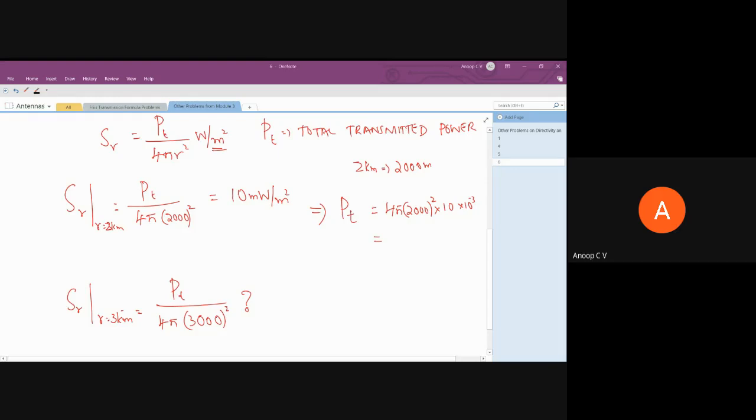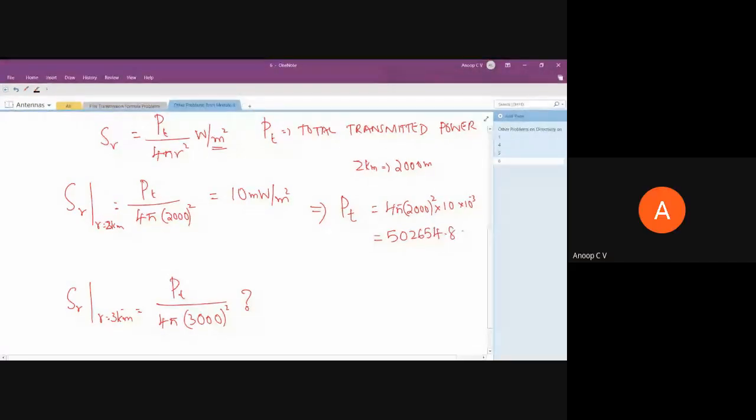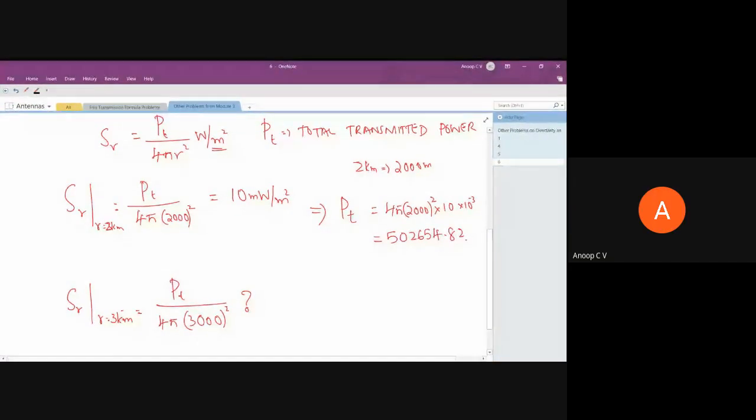Did all of you understand this problem? So the power density, it is total power. What you have typed in? Yes, sir. Total power, right? So total power, tell me what is that? 502654.82 watts. So this is the total power.